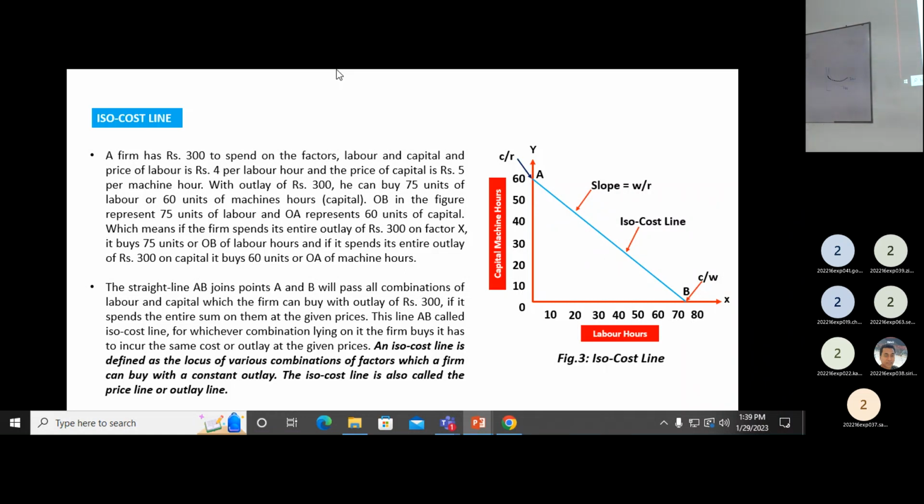Now tell me, if you are doing this production by only using laborers, how many labor units do you need? Simply, how many labor hours do you need? 75. Do you all agree? The total amount that has been given to you is 300. Per labor hour you have to incur 4 rupees. Accordingly, 300 divided by 4 is how much?